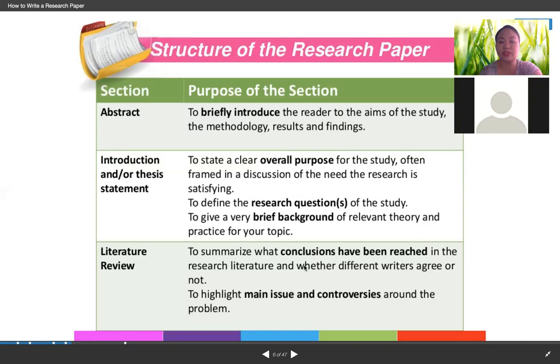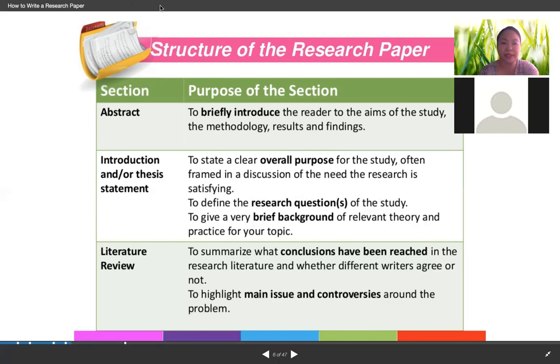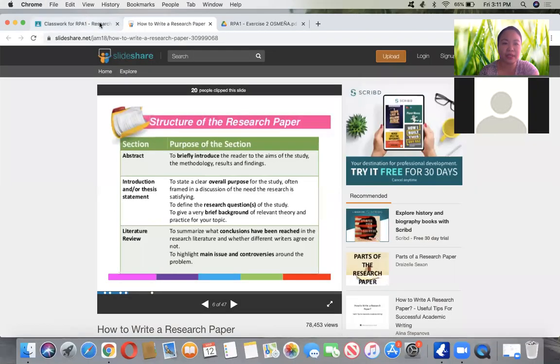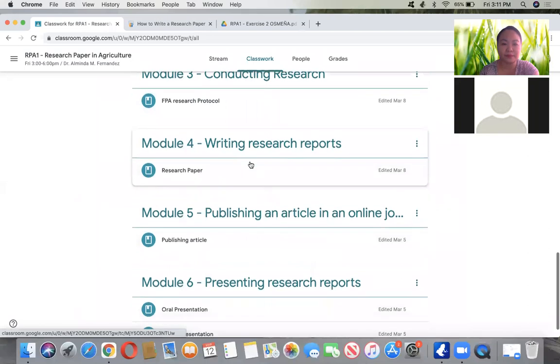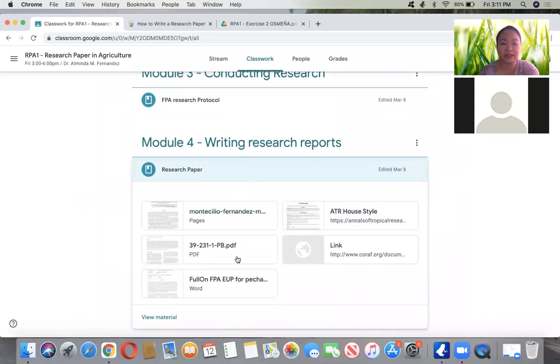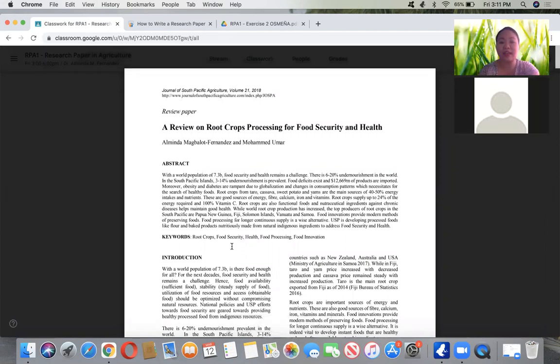And these are actually summarized, which highlight the main issues and controversies around a problem. For example, I have made a research paper on, just an example, it is placed here in the research reports. So this is an example of a review paper that you are going to make as your final output in this subject.